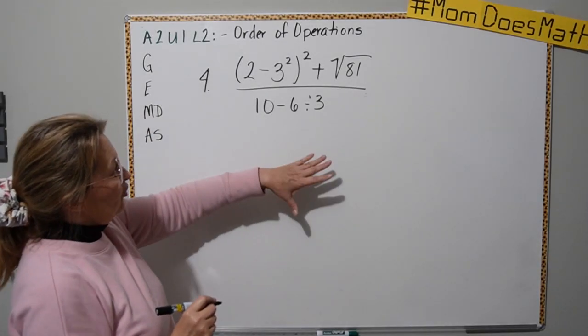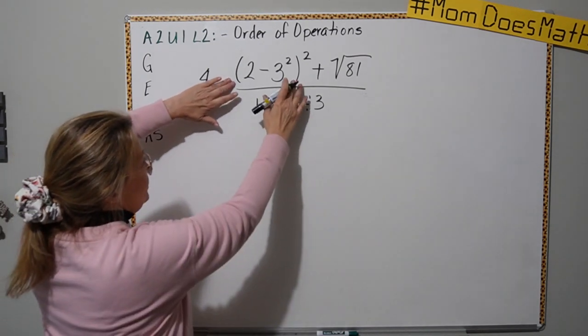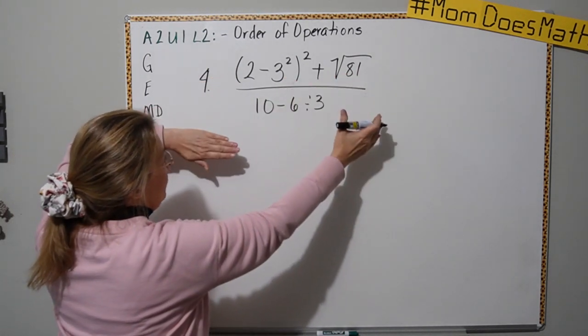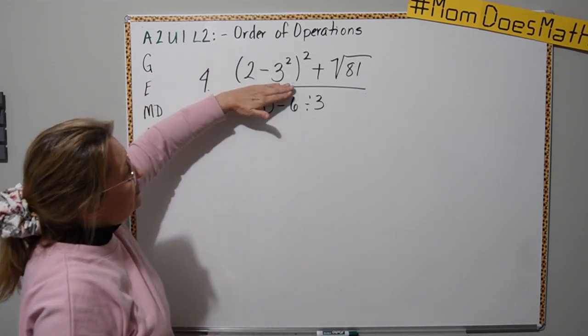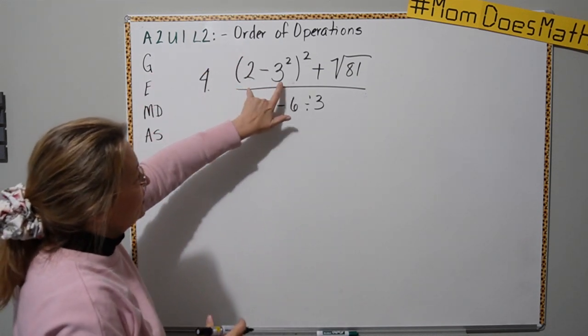Okay, once again, we have multiple grouping symbols. So we've got these parentheses here. This can just be simplified, and then we have the top and the bottom of the fraction bar. So let's go inside first, inside the parentheses.